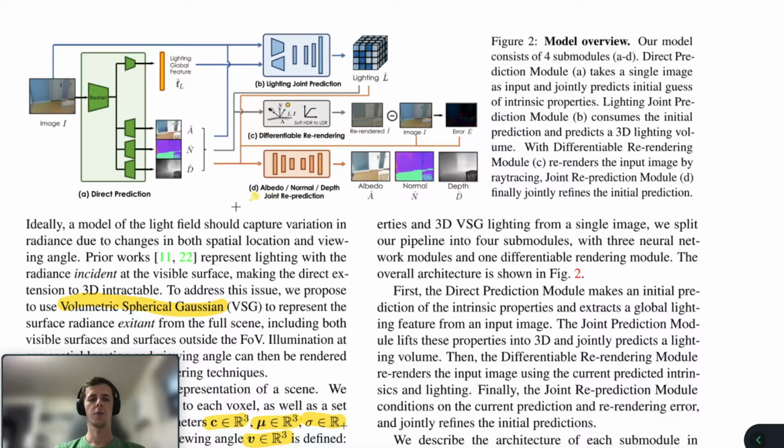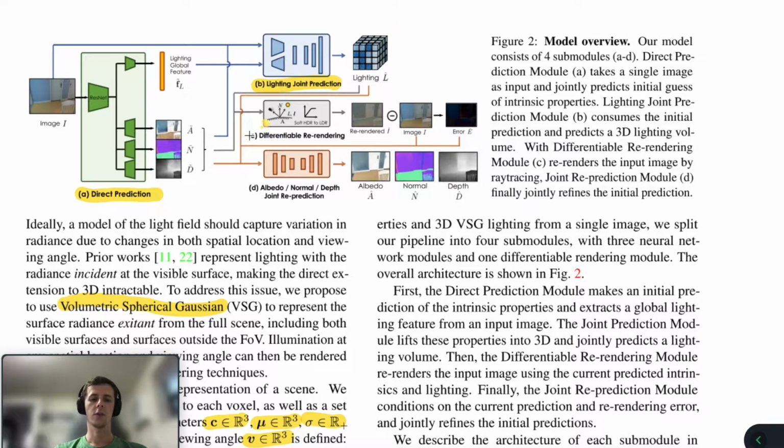Now let's see how they propose to estimate all of this. So here is the basic overview of the model, and it's divided into 4 sections. At first there is the module called Direct Prediction. What it does is take a ResNet and give a first estimation of albedo, normals, and depth, and a lighting global feature. So this one is taken further to another module called Lighting Joint Prediction, which has another network that outputs the final voxel VSG representation.